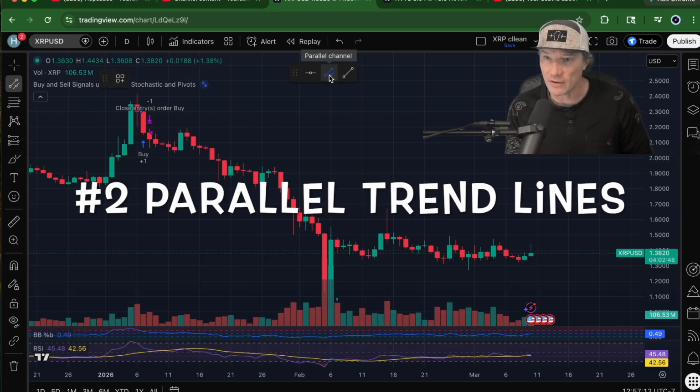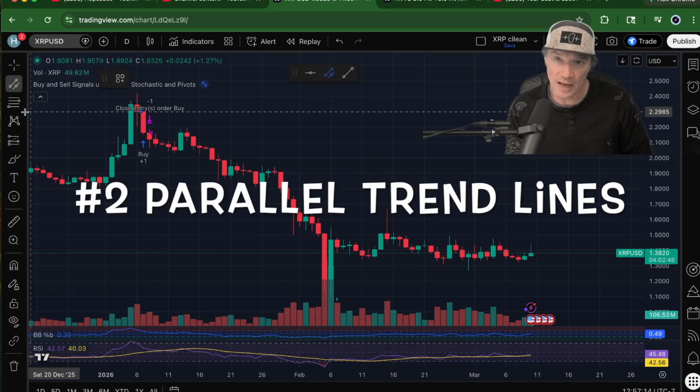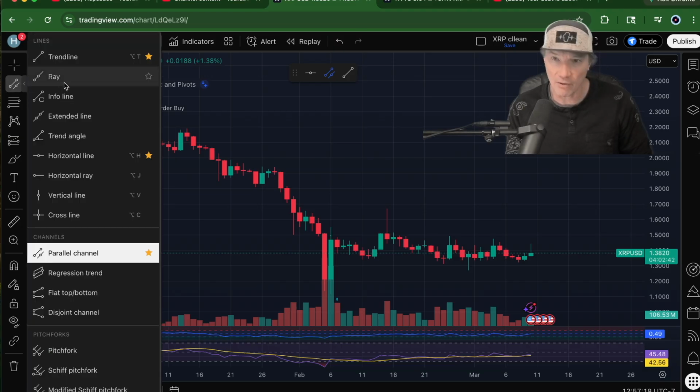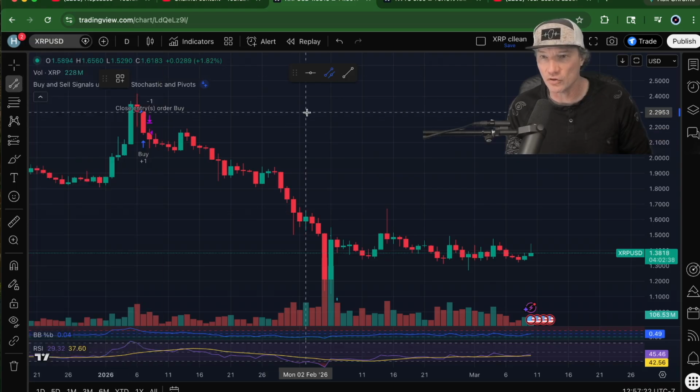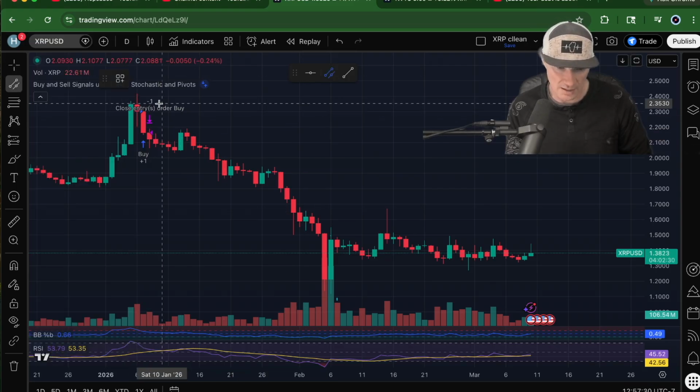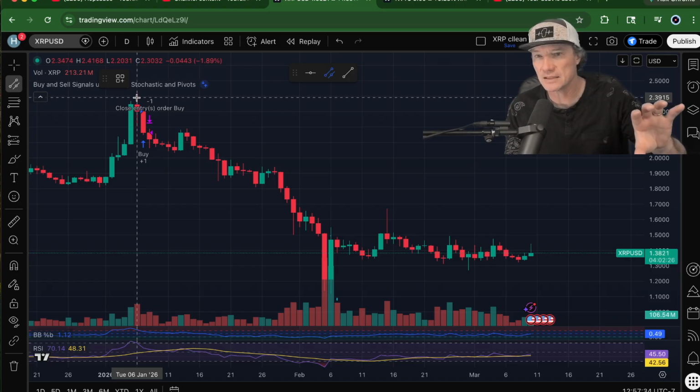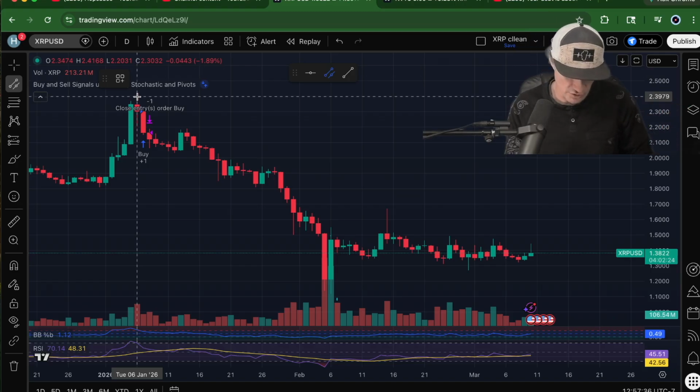Trend lines. Okay, these are the parallel lines. Over here on the left, you can find all this stuff right up here. You click this little arrow and it gives you a bunch of different line options that you want to use. Now I use the parallel lines. So I find the top in the past. This date right here was January 6, 2026.